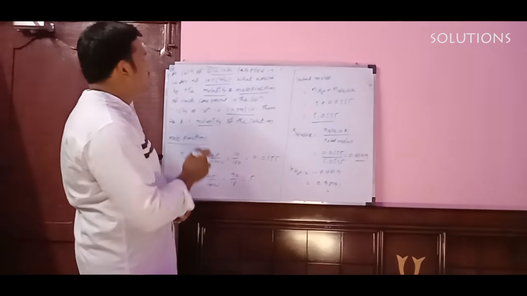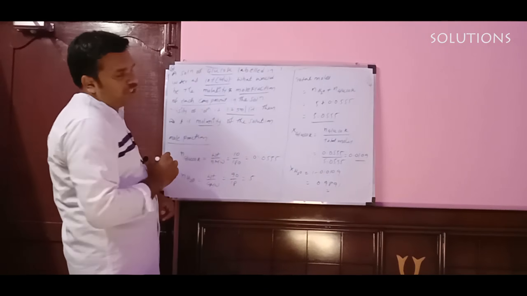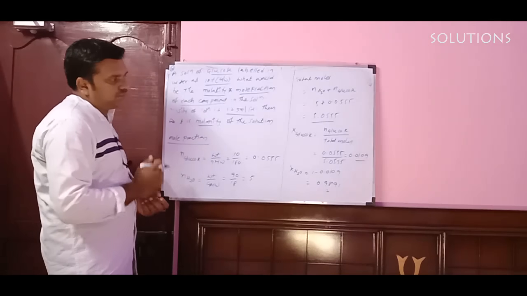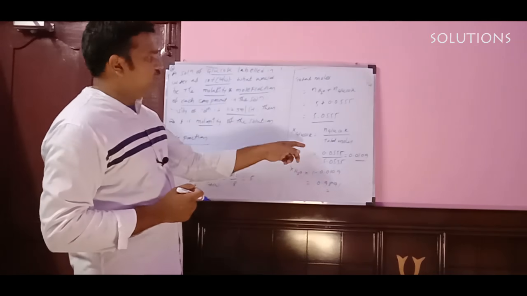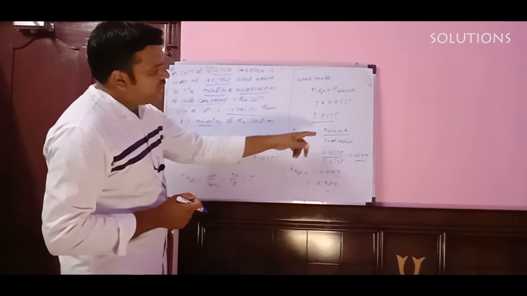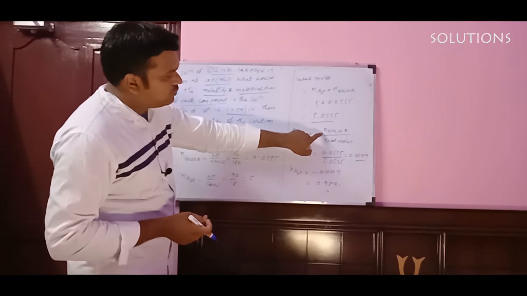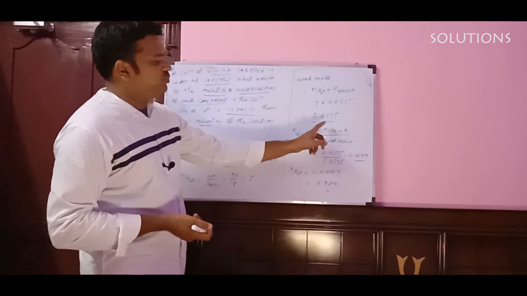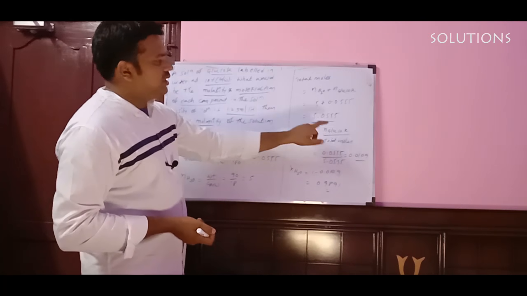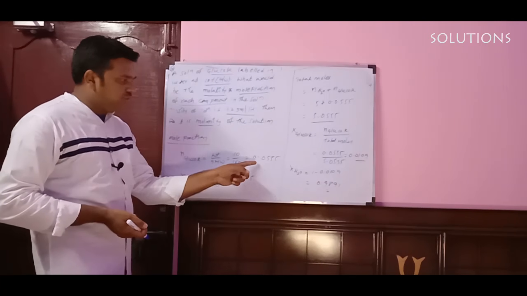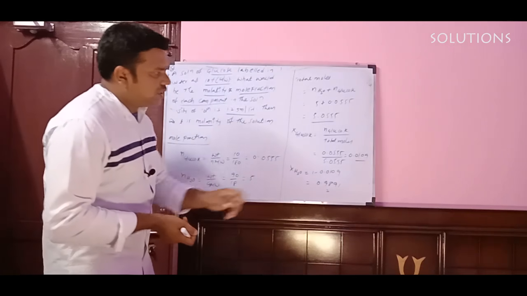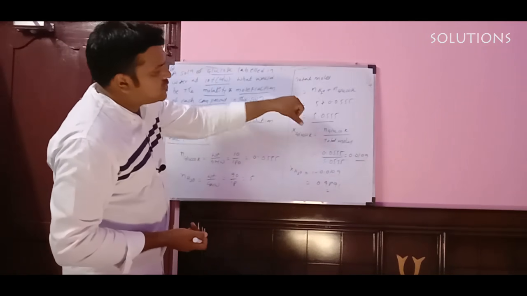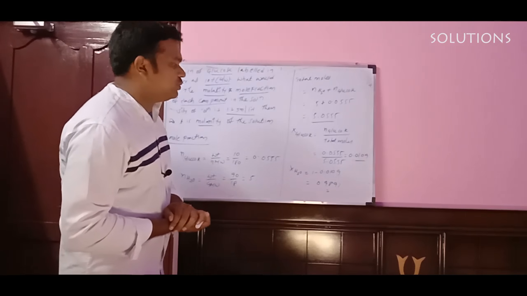What they are asking? Mole fraction of each component. We have two components, one is glucose, one is water. So we have to find the mole fraction of glucose. Mole fraction of glucose means number of moles of glucose by total moles only. Total moles we have 5.0555, and the number of moles of glucose is 0.0555. Then finally what you are getting here? 0.0109. This is the mole fraction of glucose.